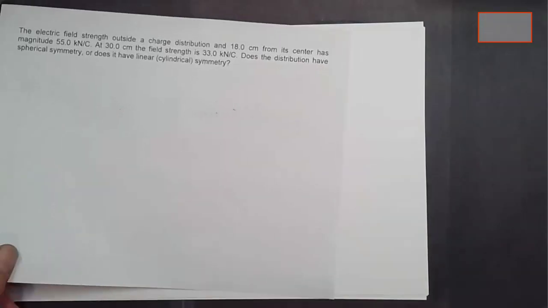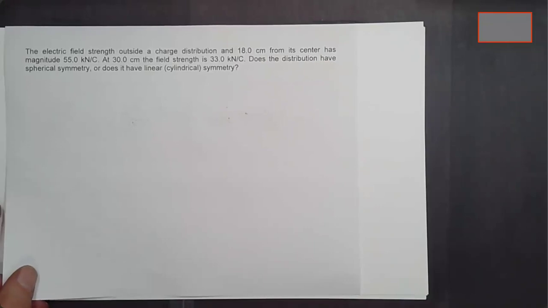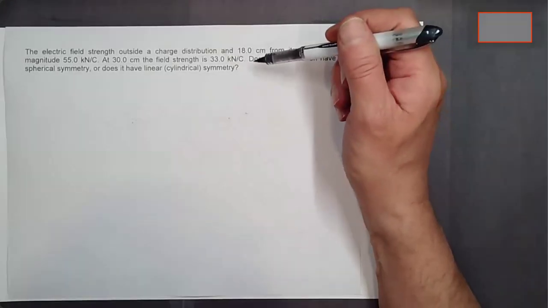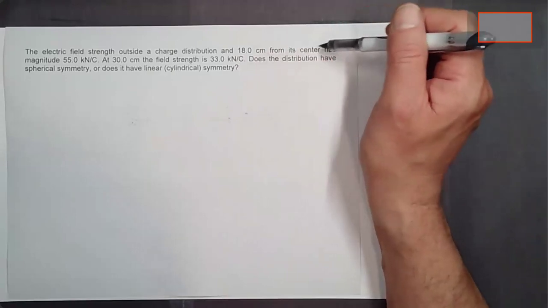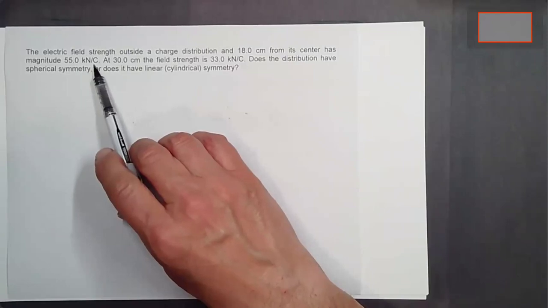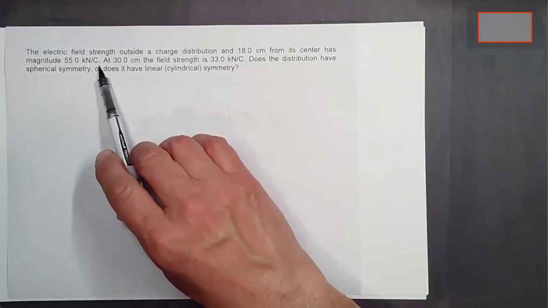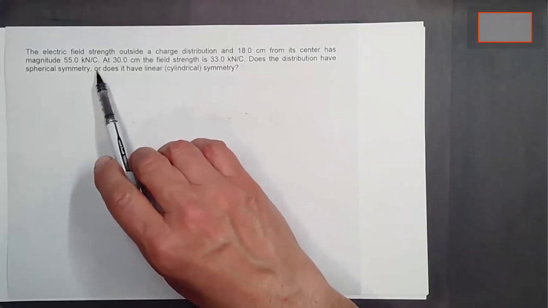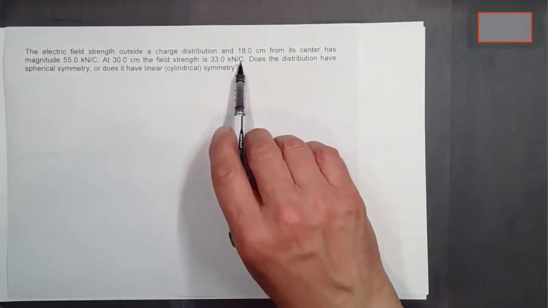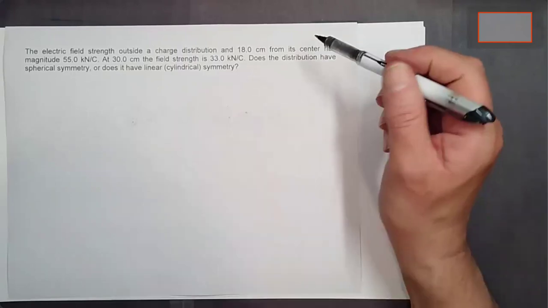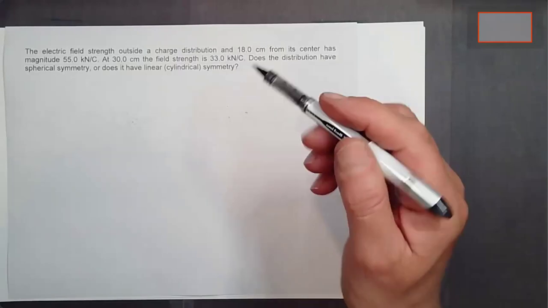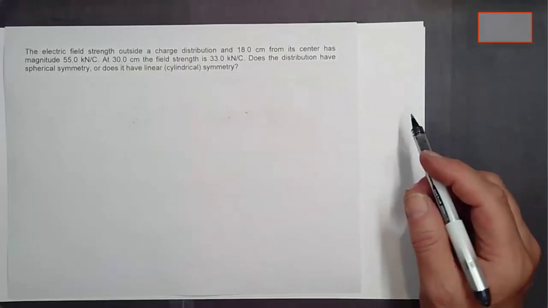All right, one last problem here. The electric field strength outside a charge distribution and 18 centimeters from its surface has a magnitude of 55.0 kilonewtons per coulomb. At 30 centimeters, the field strength is 33.0 kilonewtons per coulomb. Does the distribution have spherical symmetry or does it have linear cylindrical symmetry?